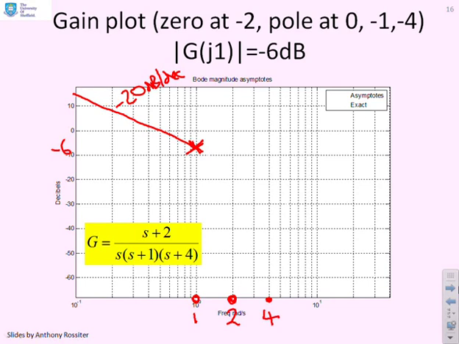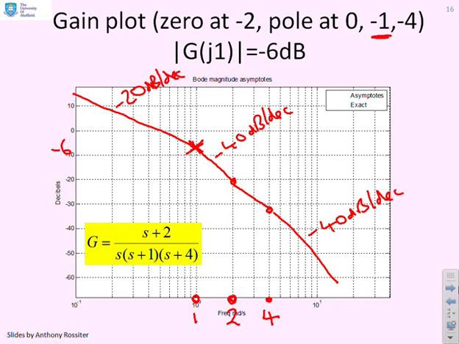When you go through 1, you'll notice it's a pole. So the slope is going to go now down, and I'm not going to do this too precisely because I haven't a ruler, to minus 40 decibels per decade. And then it's going to go back to minus 20, and then it's going to go back to minus 40. So all I'm going to do with this sketch is make sure that I get those slopes as close to exact as I can. And that's relatively straightforward if you've got a ruler. And so there's my gain plot.